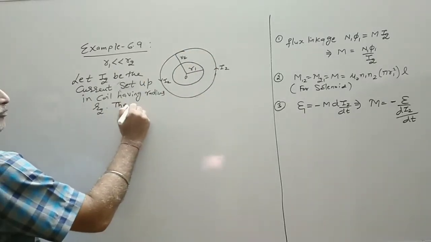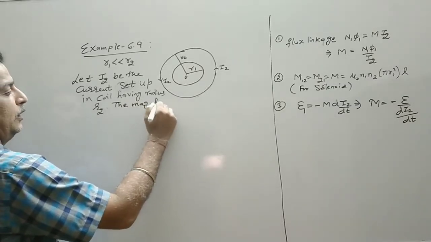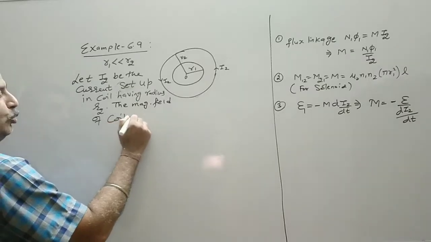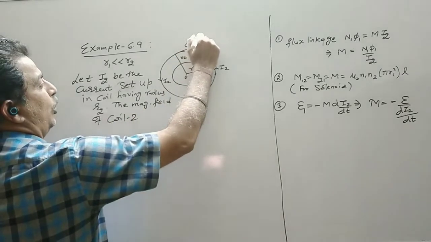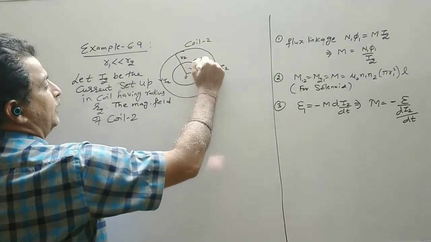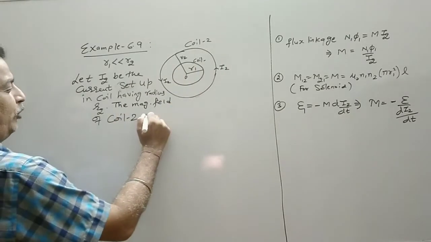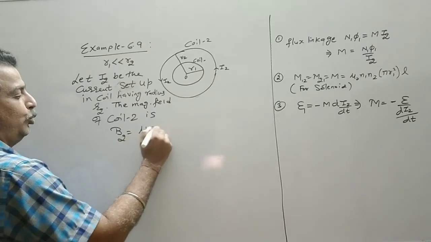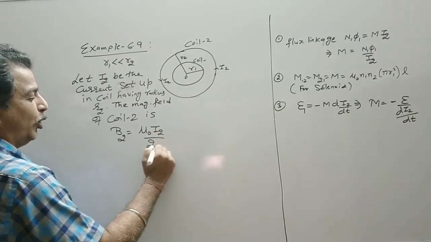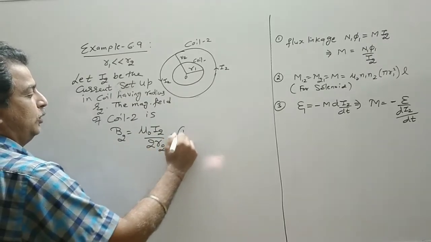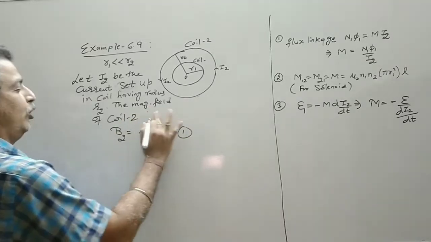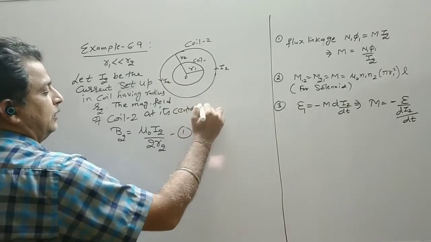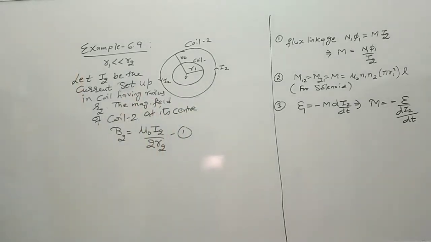So the magnetic field of, say, coil 2, let us name this as coil 2 and this as coil 1. The magnetic field of coil 2, B2, is equal to mu naught I2 upon 2R2, that is the magnetic field of coil 2 at its center. So we write the first magnetic field.